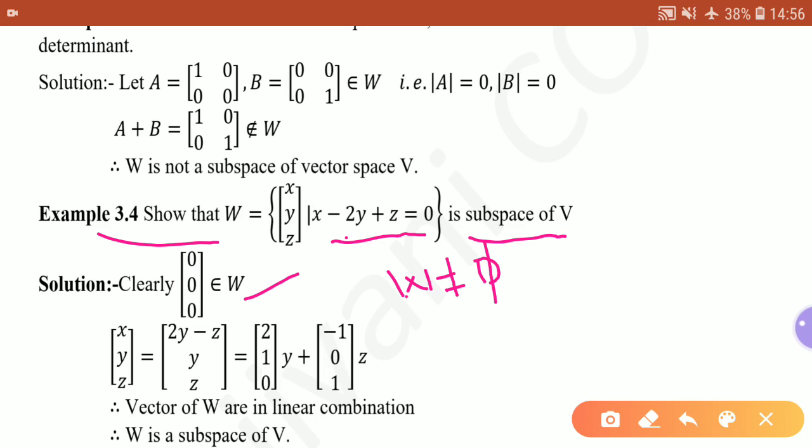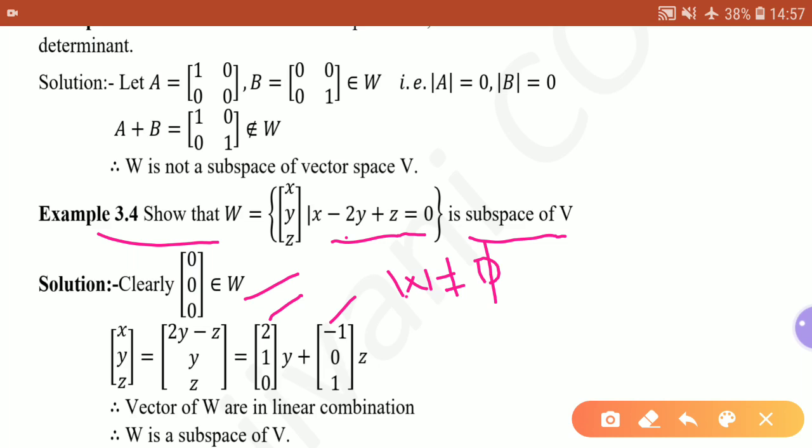Now I have written this (x, y, z) as (2y minus z, y, z). From the given condition, you can calculate the value of x as 2y minus z. y and z I have taken as they are. Now after taking y and z common, we can write this as a linear combination of two vectors, that is vector (2, 1, 0) and vector (minus 1, 0, 1), which are vectors of W, right, and are in linear combination, hence W is a subspace of V, okay.